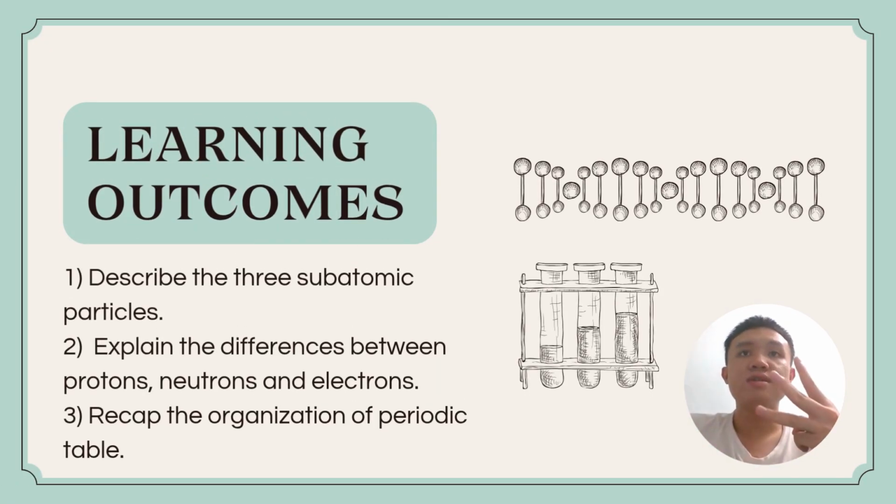There are three learning outcomes for this topic. Firstly, students must be able to describe the three subatomic particles. Next, students must be able to explain the differences between protons, neutrons, and electrons. And lastly, students must be able to recap the organization of the periodic table.